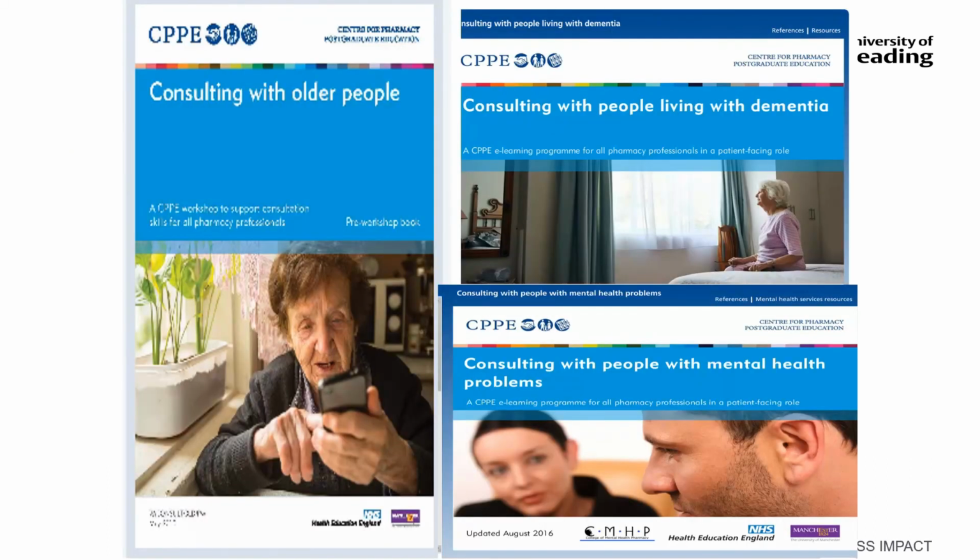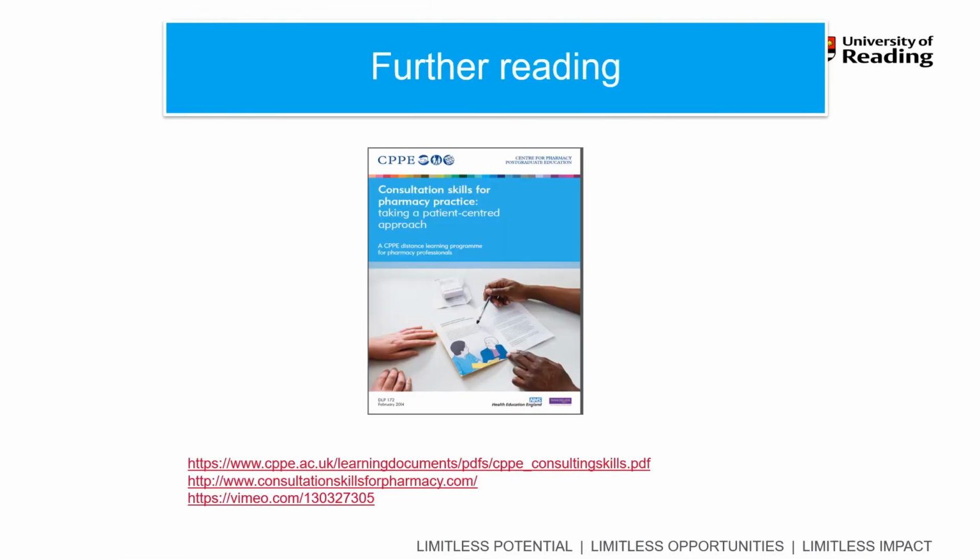And here are some more examples of some of the CPPE packages available. So there's ones for consulting with older people, consulting with people living with dementia, consulting with people with mental health problems, and one that I would recommend that you download and keep and use, and it will come in handy for future reference as well, is the consultation skills for pharmacy practice. There are some links to the websites there for you as well. There's another one on consultation skills in depression, available by the BPSA website, I believe.